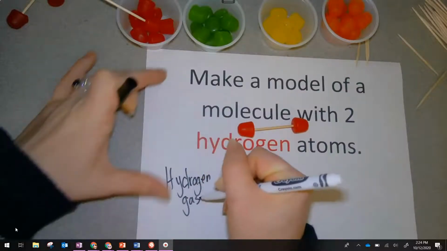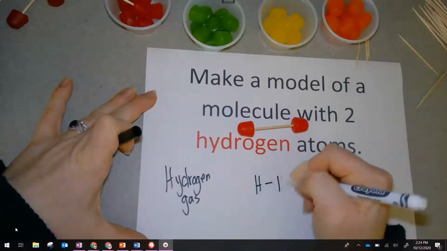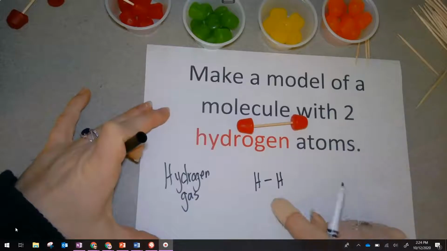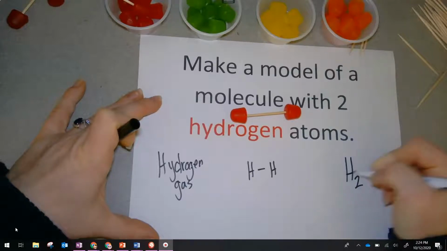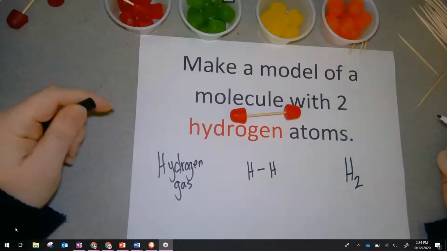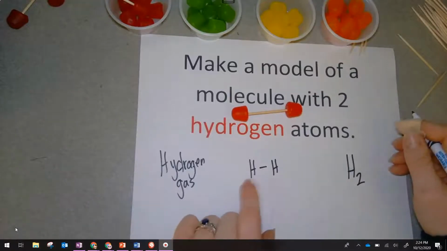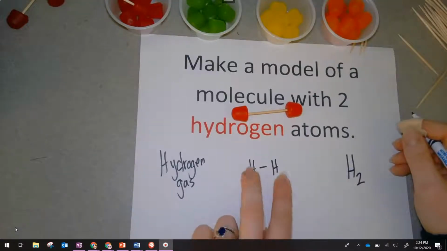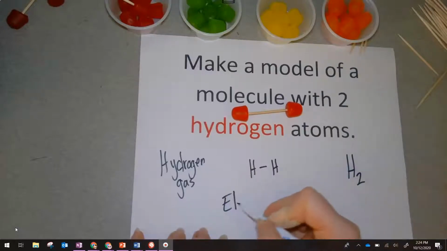So this is elemental hydrogen gas. The model for how we're going to draw it out is just the two hydrogens with the one bond between them. And our formula, simple, because we only have one element. So this is an element because it only has one kind of atom in it. Even though there's two atoms, they're the same kind. So this is an element.